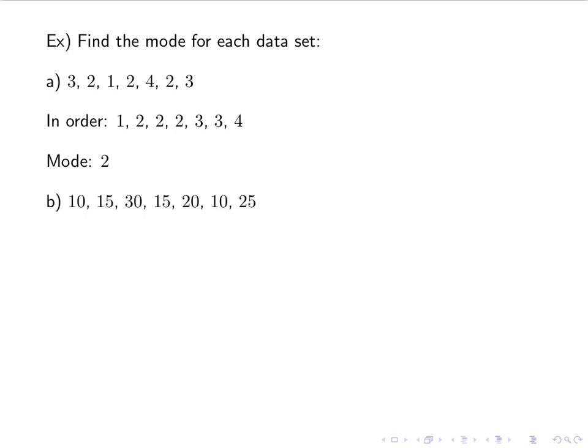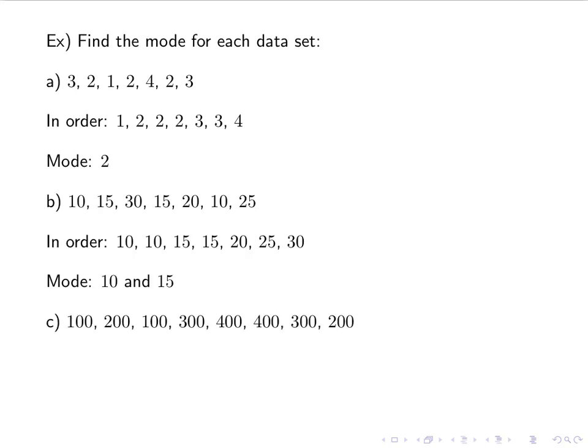Next, we have 10, 15, 30, 15, 20, 10, 25. So I'll put them in order. And then we'll hopefully notice that we have 2 10s, 2 15s, and no other value appears more than once. So this data set is bimodal, and there are 2 modes. So the modes are 10 and 15.